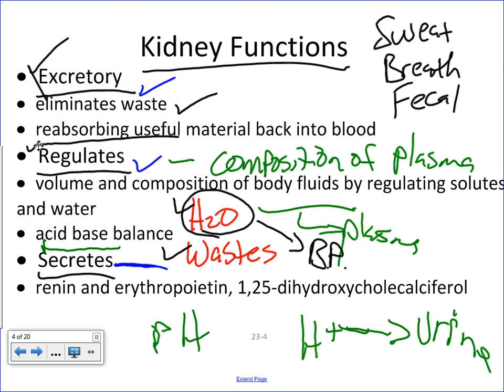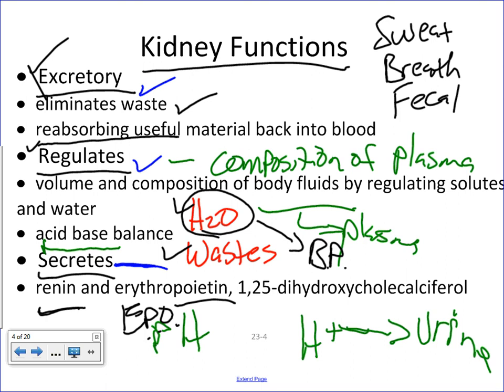And then kidneys can secrete chemical messages and enzymes. Remember, renin is an enzyme, to basically help us regulate our blood volume and other components. Renin essentially is an enzyme that we use to get our blood pressure back up when our sodium and water content is low. Erythropoietin, otherwise known as EPO, is a hormone.